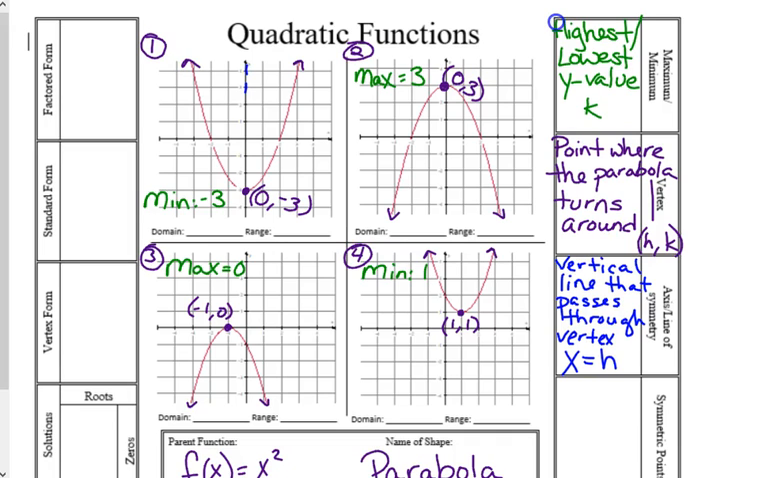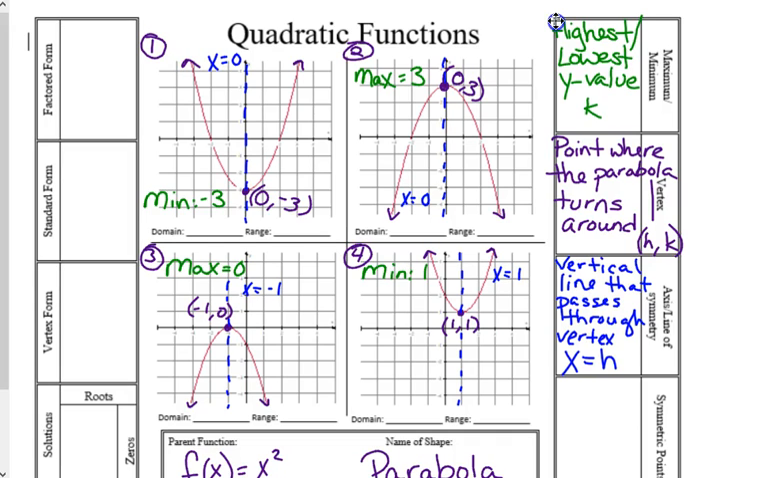So for number 1, I'm going to represent this with a blue dashed line. X equals 0. Number 2 is also x equals 0. Number 3 is going to be x equals -1. And number 4 is going to be x equals 1. So those are the easiest ones we can do. We can get all of those pieces of information just by knowing how to find the vertex. And that's why it's very important to know how to do that.